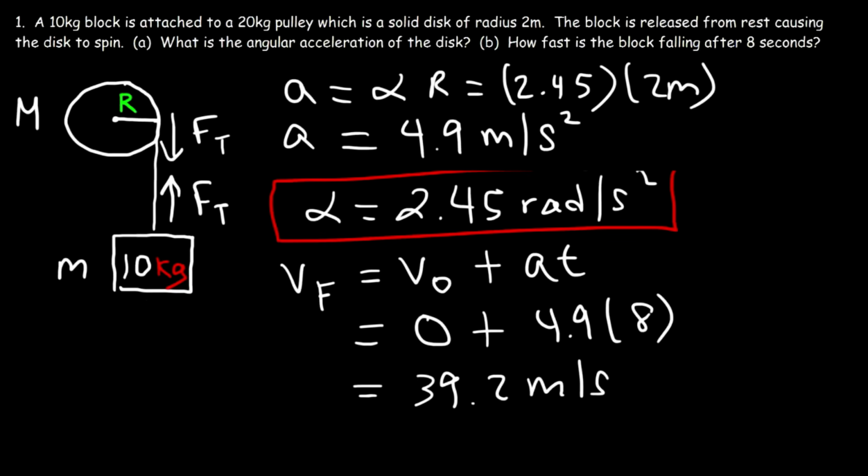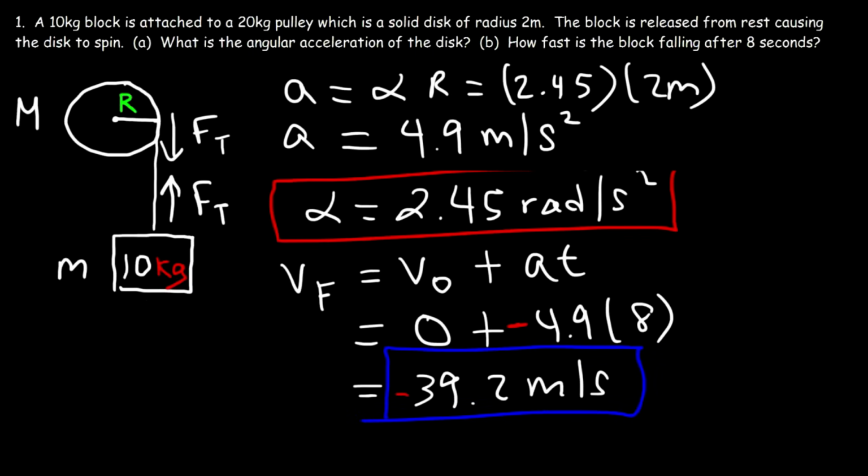Now, if we wanted to find the velocity of the block, this would have to be negative. The acceleration technically is negative for the block because it's accelerating in a negative y direction. And so the velocity is negative 39.2 meters per second after 8 seconds.